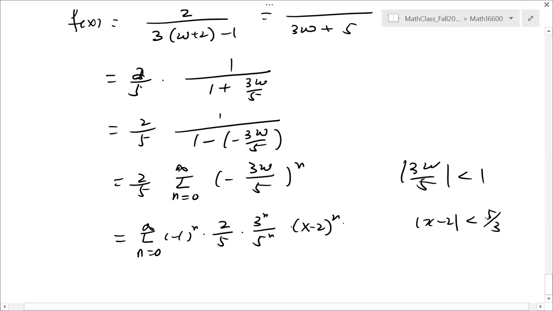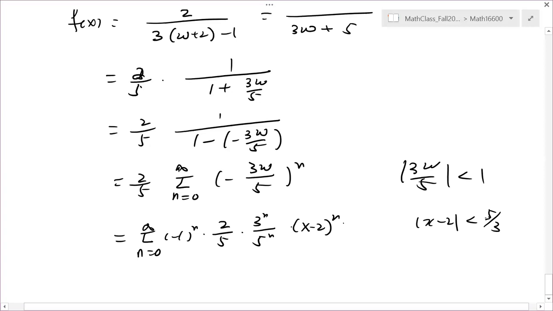So you not only get the Taylor series, you get more than we need. You said that the function is equal to that power series, the Taylor series, and for x satisfying this condition, this is equal.